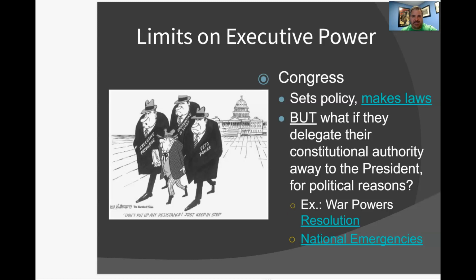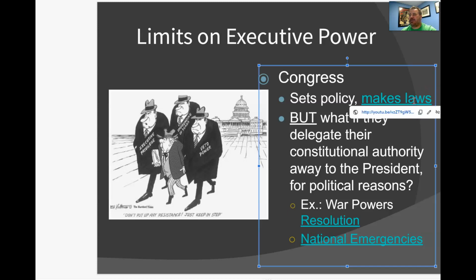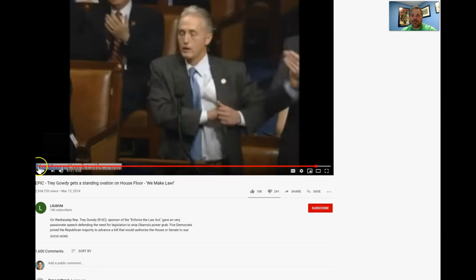Congress acts to limit the president's power, right? I mean, we have checks and balances. We have the power of impeachment. We have the power of the purse, the budgetary power. And Congress fights to defend these powers, as stated by a congressman back in 2014, Trey Gowdy, in the following clip about the prerogatives of the Congress.